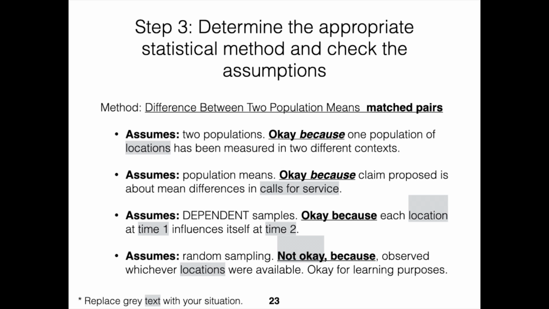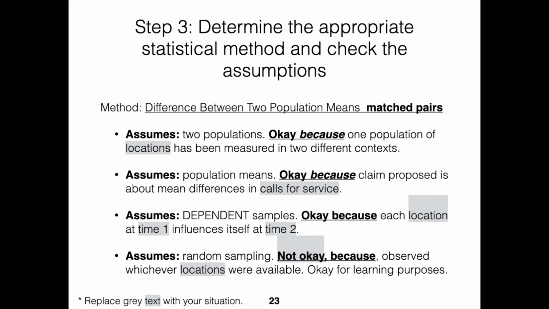We also have our third assumption. In this case, though, it's not the independence assumption, it's a dependence assumption. With this kind of tool, every unit of analysis is being measured twice. In my situation, I've got these locations. They were measured in 2011, and then they were measured again in 2012. Whatever happens in those locations at one time point is going to influence what happens at that location at another time point. So our assumption is that there's a dependent sample structure, and here I can say it's okay because the location at time 1 influences itself at time 2.